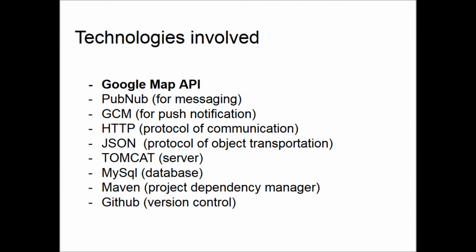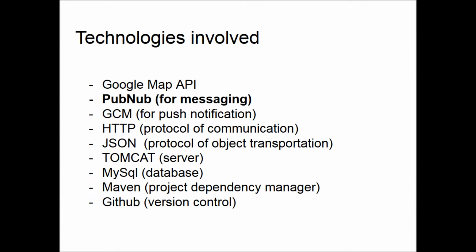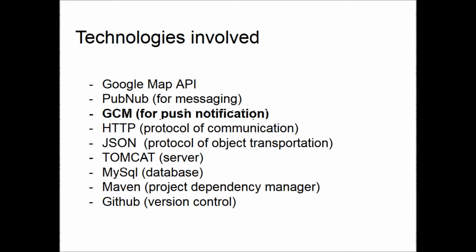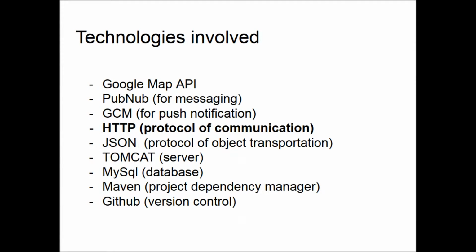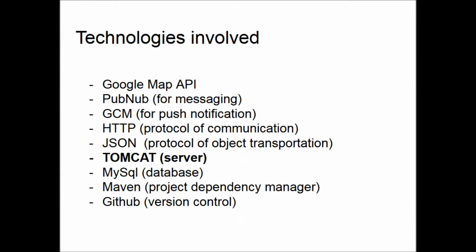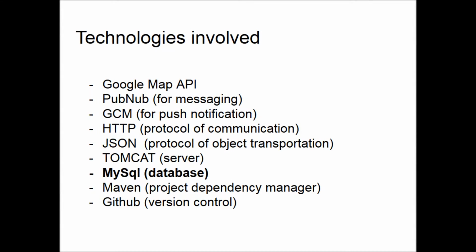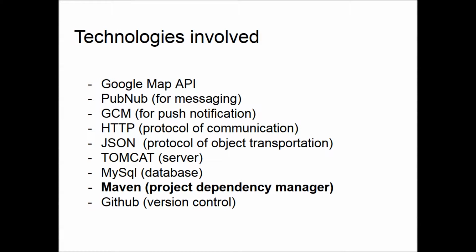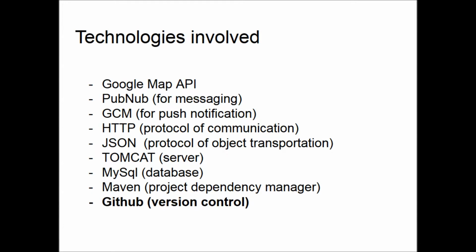These were some of the components that we used to create the application. First, we use Google Map API for our navigation system, PubNub for our messaging and chat system, GCM for push notifications to the phone, HTTP for the protocol of communication from the client to the server, JSON for the protocol of object transportation between the client and the server, Tomcat as our main server, MySQL as the database, Maven as a project dependency manager, and lastly GitHub to merge all coding updates.